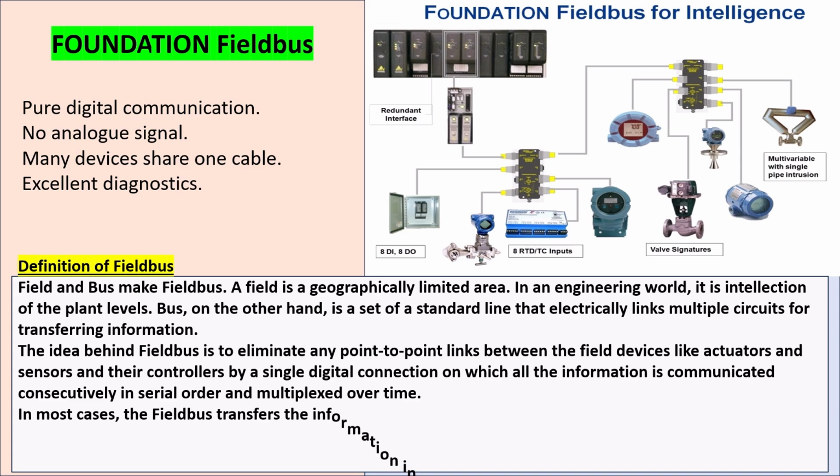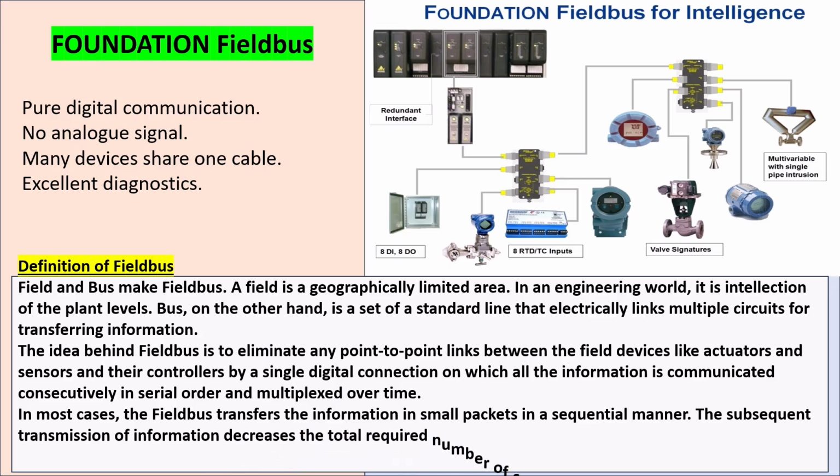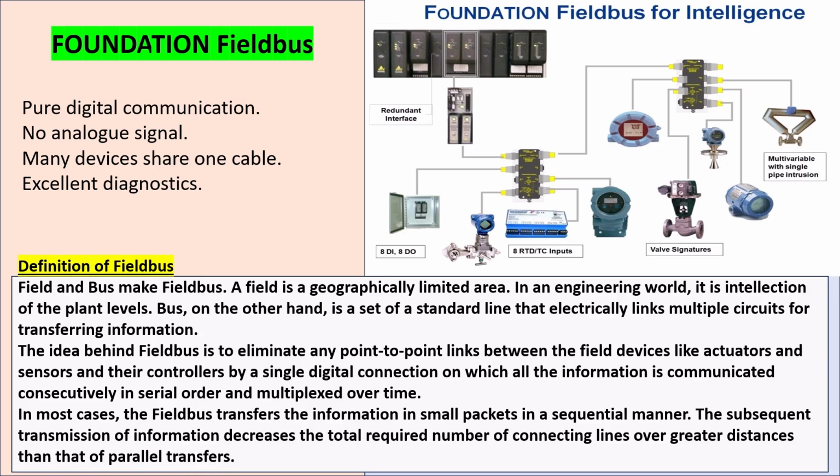In most cases, the Fieldbus transfers the information in small packets in a sequential manner. The subsequent transmission of information decreases the total required number of connecting lines over greater distances than that of parallel transfers.